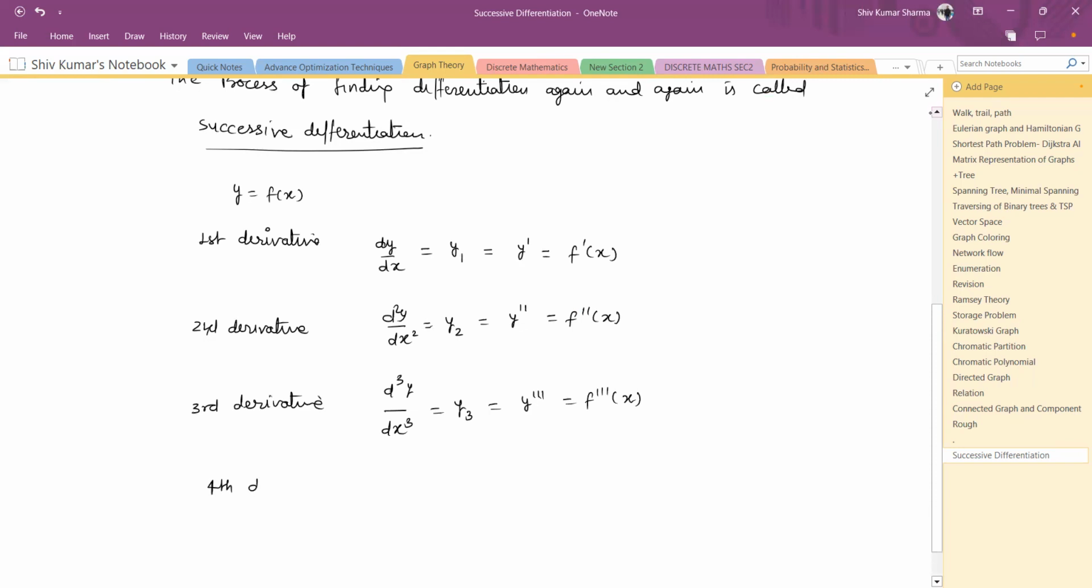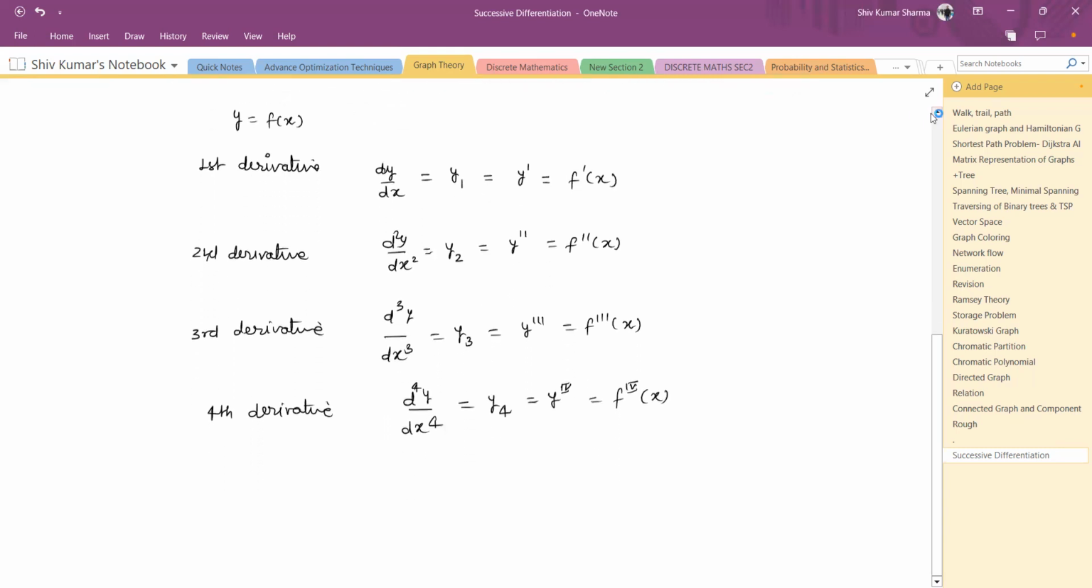Similarly, we proceed for the fourth derivative. The fourth derivative is written as d4y upon dx raised to the power 4. This is written as y4, the fourth derivative, equal to f4 of x. Similarly, we move to the next derivatives, the fifth derivative, sixth derivative, or we go for the general case.